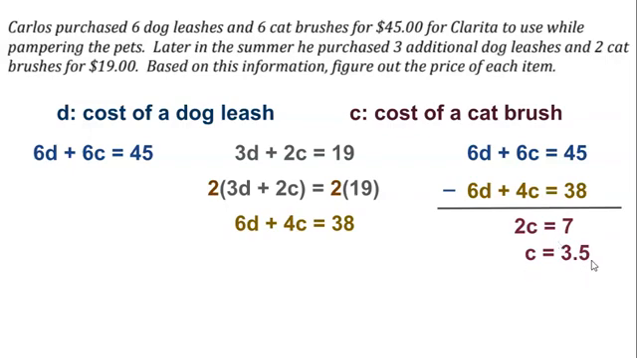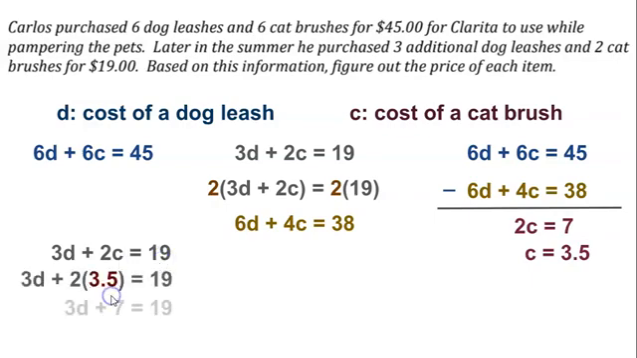Now I'll use the cost of the cat brush and substitute it into one of my equations to solve for D, the cost of a dog leash. So I'm going to choose 3D plus 2C equals 19. Substitute 3.5 in for C, and then solve my equation. So I'll subtract 7 on both sides and get 3D equals 12. Then I'll divide by 3 on both sides of my equation and get that D equals 4. This means that a dog leash will cost $4 and a cat brush costs $3.50. So this was the elimination method used for solving systems of equations.